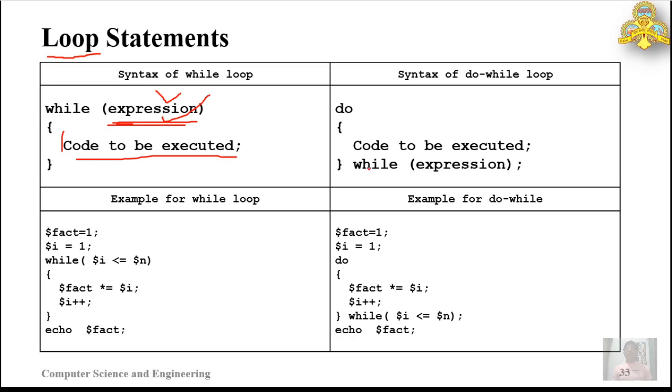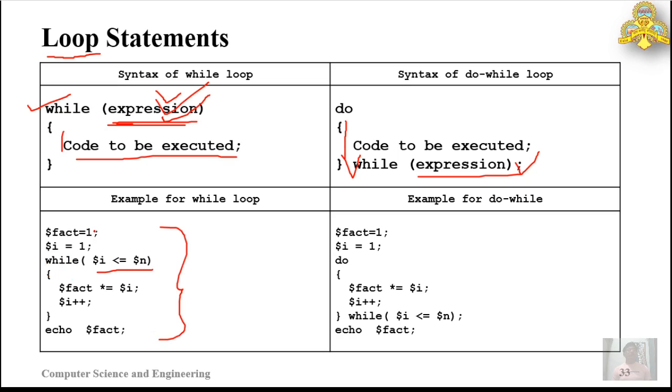Similarly, do while. The difference between while and do while is that in the while loop, the expression is evaluated first, whereas in the do while, one round of execution is done, then the expression is evaluated. So this is a pre-condition loop, this is a post-condition loop. The example here uses the same logic, that is to calculate the factorial. If I am using the while loop, then I will use it like this.